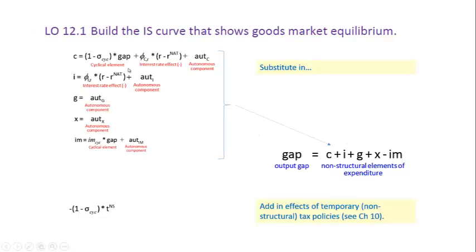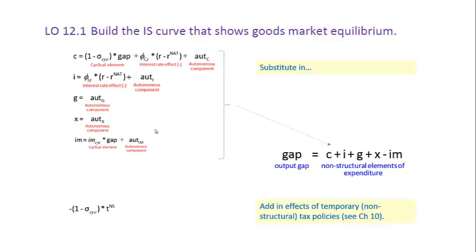So now we have some what should be familiar equations. This is our new non-structural consumption and our new non-structural investment. These carry over from Chapter 10: non-structural government, non-structural exports, and non-structural imports that also include a cyclical element. So the idea is that when output goes up, our income goes up as well. We spend some fraction of that in more imports.